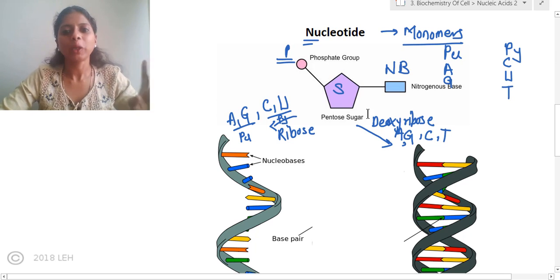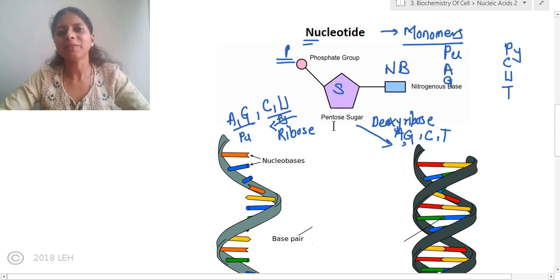Okay, pentose sugar: RNA has ribose sugar and DNA has deoxyribose sugar. When I talk about purines and pyrimidines, both purines, A and G, are present in both of them. DNA contains A and G, as well as RNA contains A and G. But among the pyrimidines, RNA contains C and U, and DNA contains C and T.